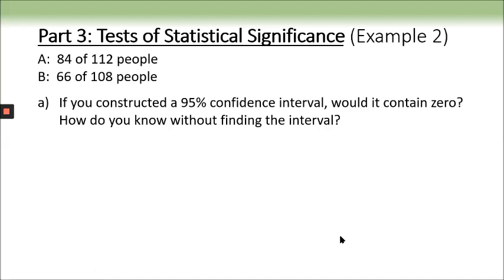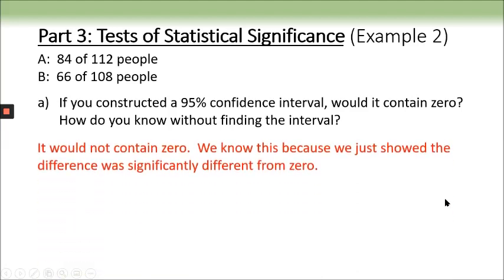If we constructed a 95% interval, would it contain 0? Well, no. We just said, in part B, ignore that A, that's a B, we just said that it was significantly different from 0. And by that, we mean that it would not contain it in its interval. 0 is not one of the possible answers. So that's one of the interpretations. A few of the problems on your homework do ask you to interpret confidence intervals based on p-value and vice versa.